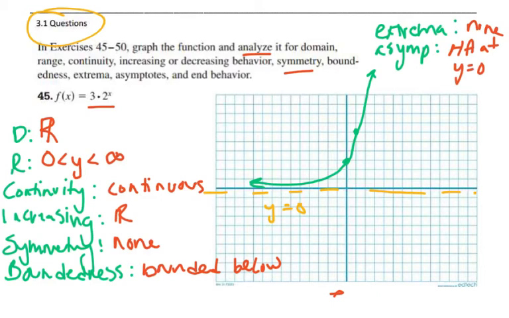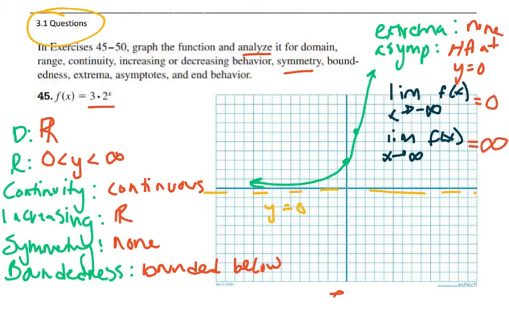And then the end behavior means that our limit as x goes to negative infinity of the function, and our limit as x goes to positive infinity of the function, is going to be, so this is to the left here, 0, and to the right it's infinity. So again, this is saying as the x's go left, the y's go to 0. And as the x's go to the right, the y's go to infinity.